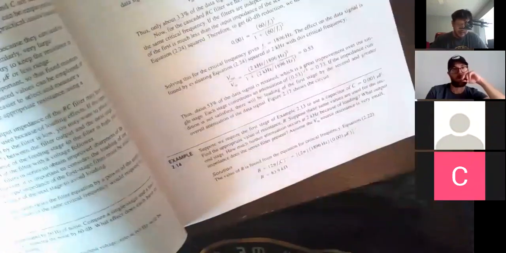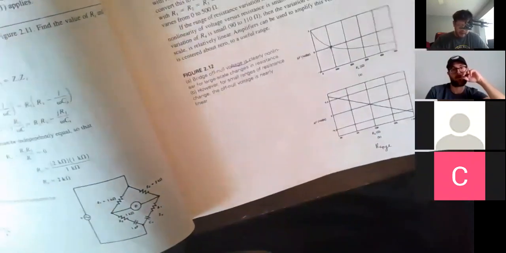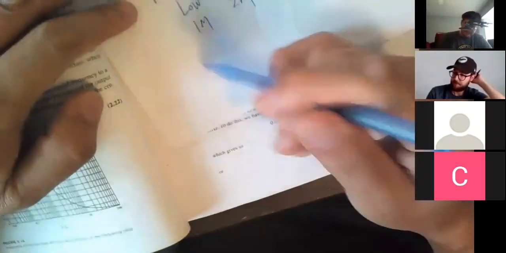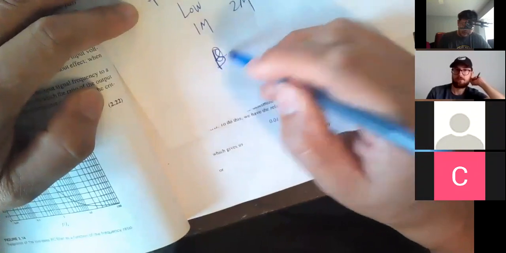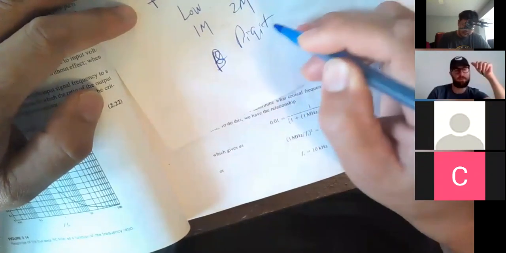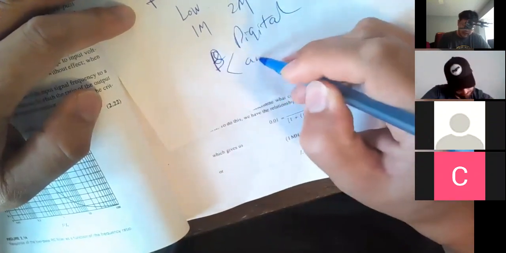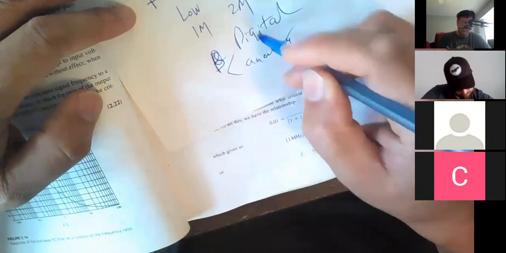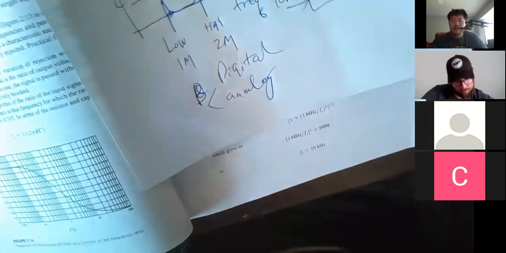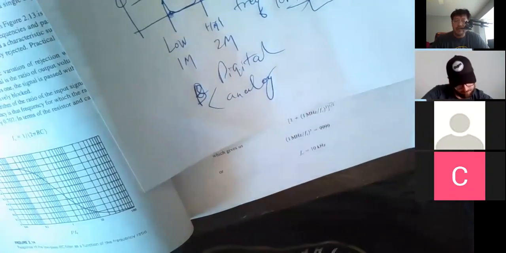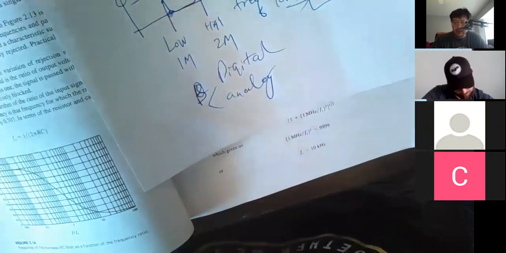This is what filters are, but how do we do it? Very complicated. You can design very complicated ones. You can also design what is called a digital filter, or analog. So there are two ways to do a filter. Number one is analog. Number two is digital.